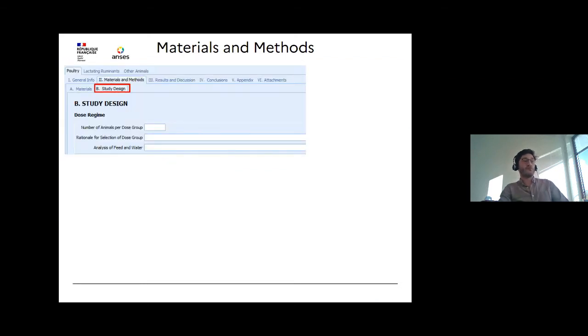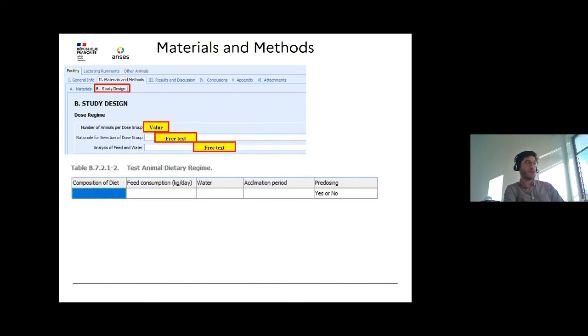Next, move to B, study design, under section materials and methods. First, a value must be entered in number of animals tested per dose group. Then a free text field for rationale for selection of dose group and analysis of feed and water are presented. Then you have to complete the test animal dietary regime table. Here below are the filling instructions to do this task.